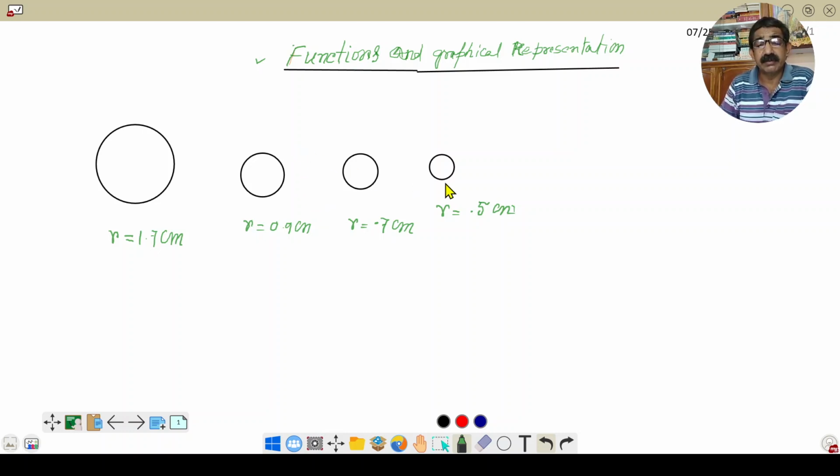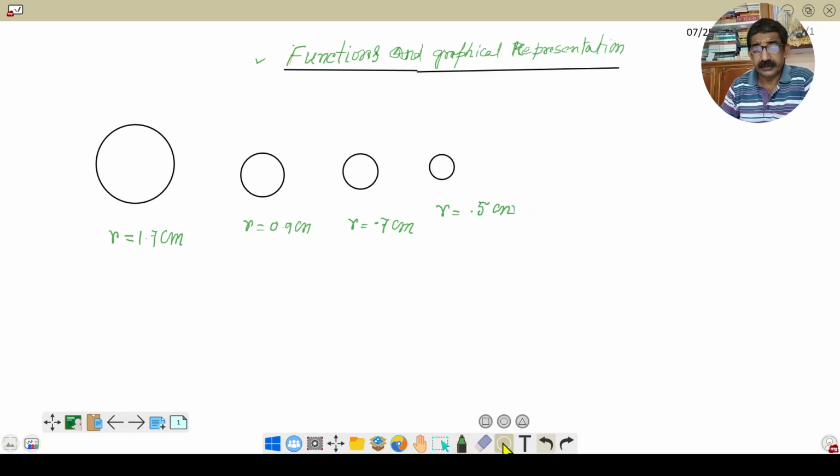So this is very simple. The radius of this circle, this circle, this circle and all these circles, the radius is ranging from 0.5 to 1.7 centimeter.